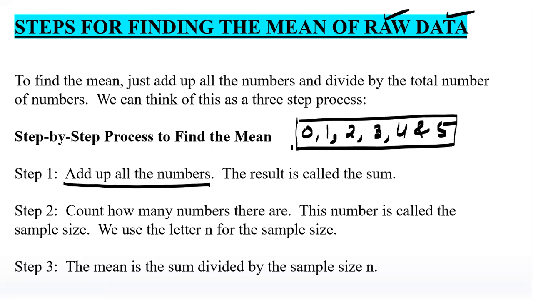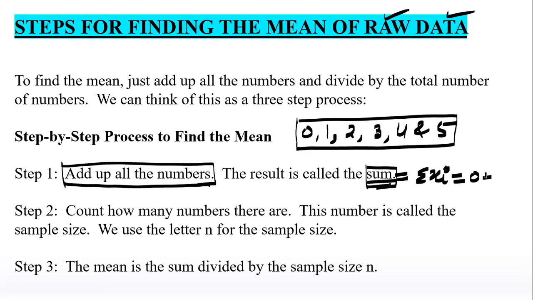And if I want to find the mean of these, according to the first step, add up all the numbers. This is known as the sum. Sum equals summation xi, and we will add them: 0 plus 1 plus 2 plus 3 plus 4 plus 5.